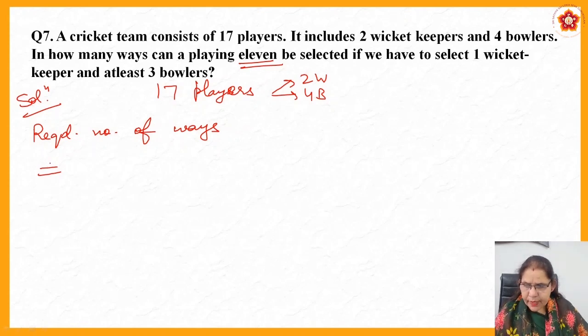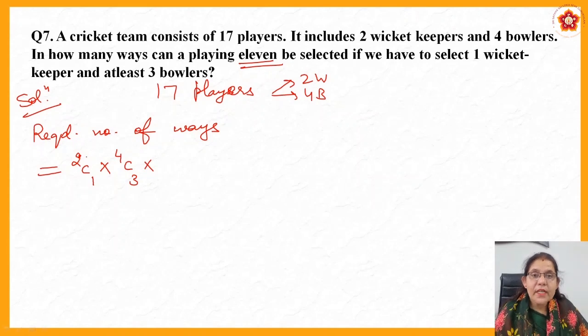Required number of ways. We have to take 1 wicket keeper. Now 1 wicket keeper out of how many? Out of 2, 2C1. So 1 wicket keeper we have chosen. Then they said at least 3 bowlers. So let's first choose 3 bowlers. Now 3 bowlers out of how many? 4 bowlers are there. So 4C3.